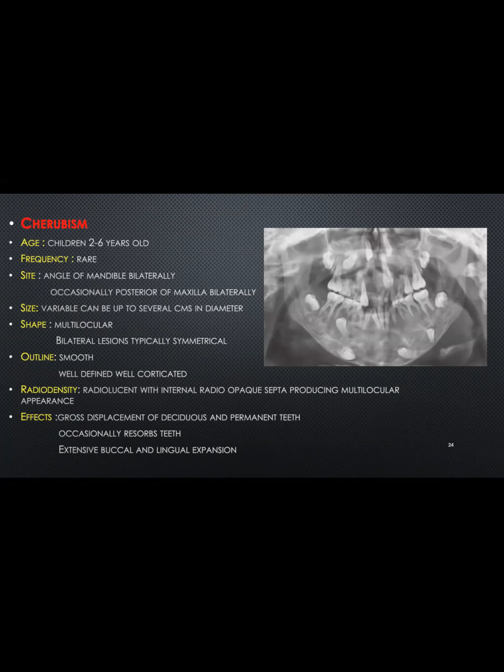Now, if you could see, they're multilocular. Usually they're bilateral and it's symmetrical. So whatever you see on the left, you see on the right. It could happen in the maxilla or the mandible. Now, the radiodensity, it's usually radiolucent, but you could see radio-opaque septa that divide it into a multilocular look.